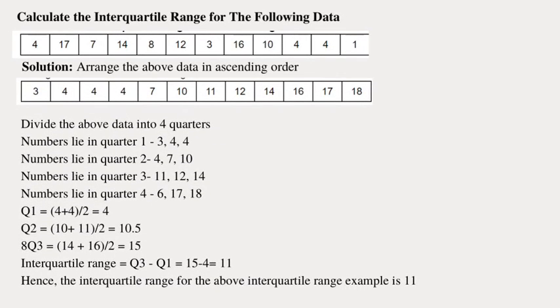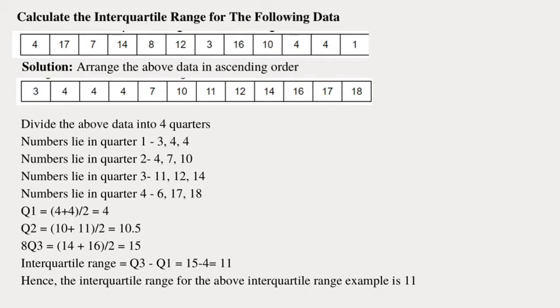Let's calculate the interquartile range for the following data. You can see the numbers in this table. The solution: arrange the above data in ascending order. They are 3, 4, 4, 4, 7, 10, 11, 12, 14, 16, 17, and 18.